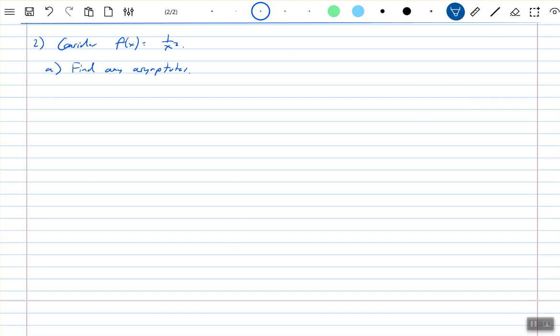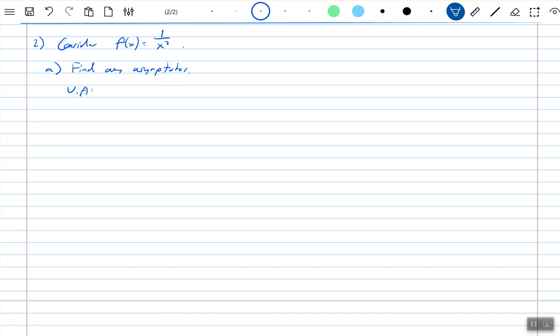So let's consider another function. In this case, f of x equal to 1 divided by x squared. The first step we want to do is find the asymptotes. When we're finding asymptotes, there are vertical and horizontal asymptotes we need to check for. So let's just start with the vertical asymptote.